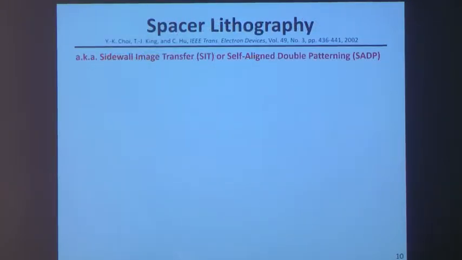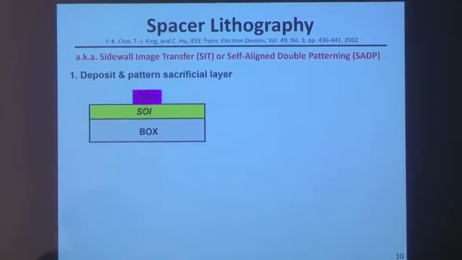Now back then, the smallest feature on a chip was the gate length. So how did we make a fin? How do we define a fin with smaller features than the gate length? We did this by using a process called spacer lithography. Some companies in Japan called it sidewall image transfer. Today, the industry calls it self-aligned double patterning.